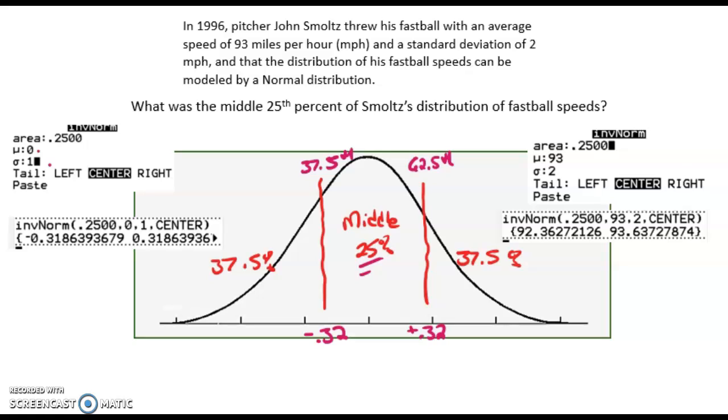If you really just wanted to go straight for the pitch, you're going to do this. Middle 25, so I got the 25% right here. 93 is the average, 2 is your standard deviation, going for the center. But since I'm using the real numbers, I should get the real pitch values. So the first one's going to be right at 92.4 miles per hour. Second one's going to be right at 93.6 miles per hour. And you're done. So those two pitch speeds would separate the middle 25%. All right, I hope this helps. Good luck.